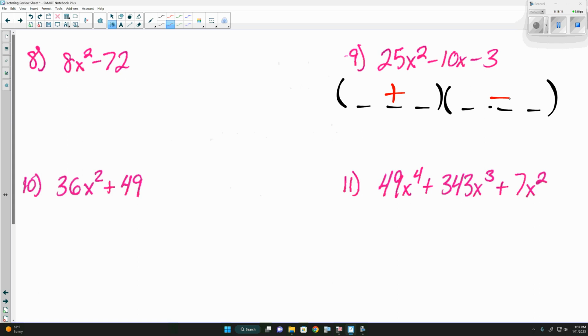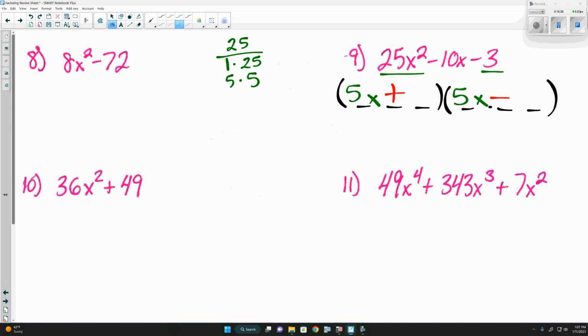Now, normally when we did this here, looking for the factors of the first and third term, we always start with the first term. It's just because it appears first. So we do know we will need x and x. And the factors of 25 are 1 and 25, or 5 and 5.